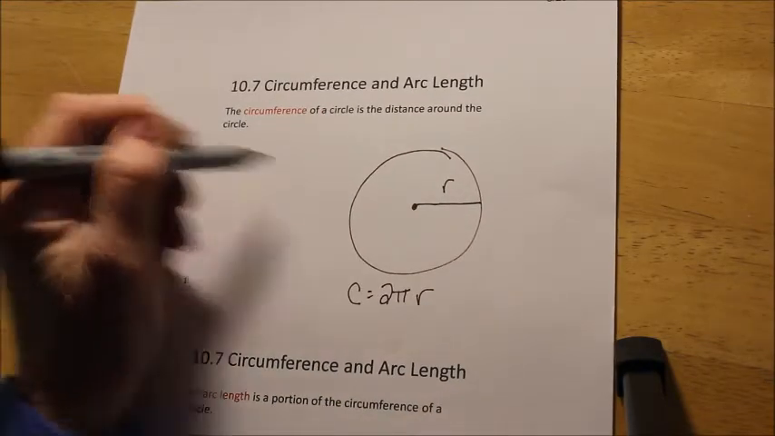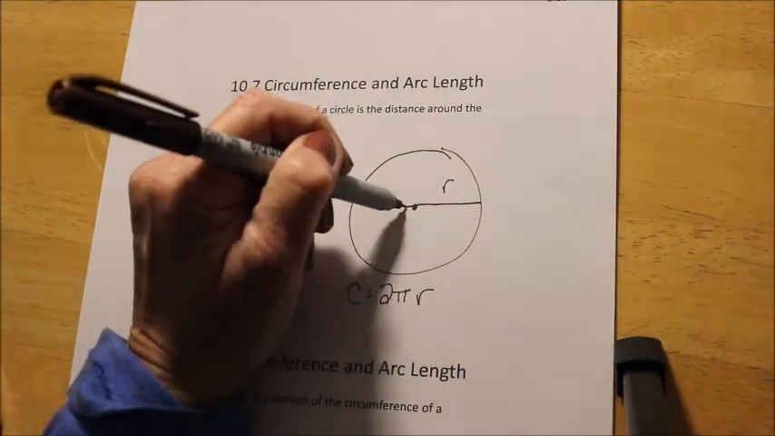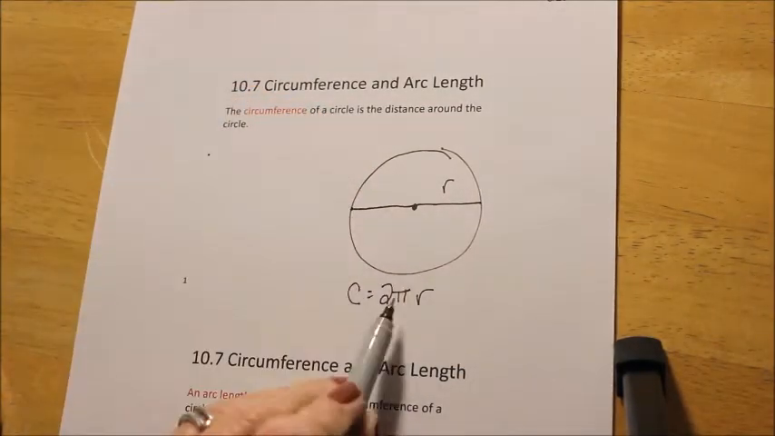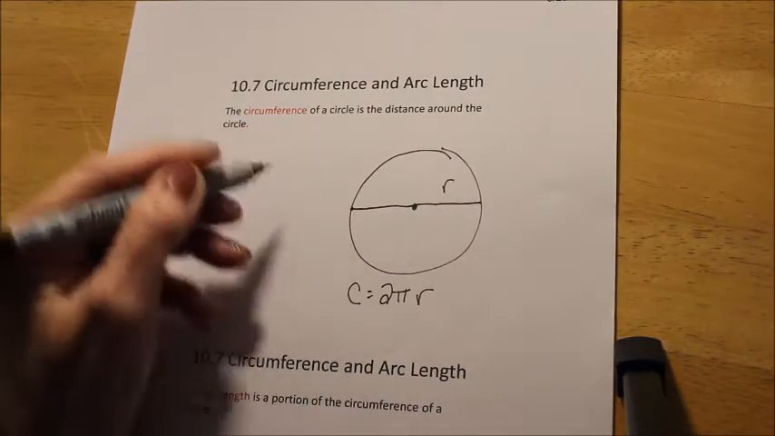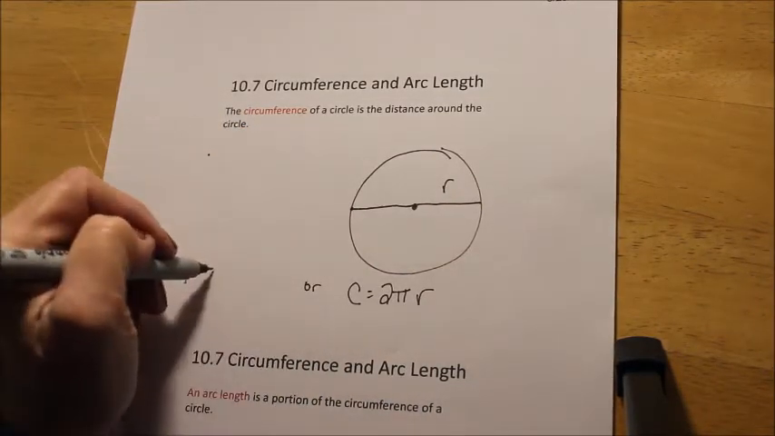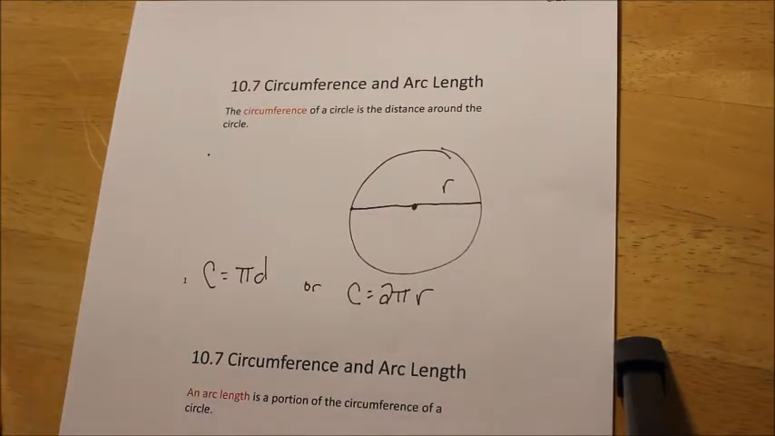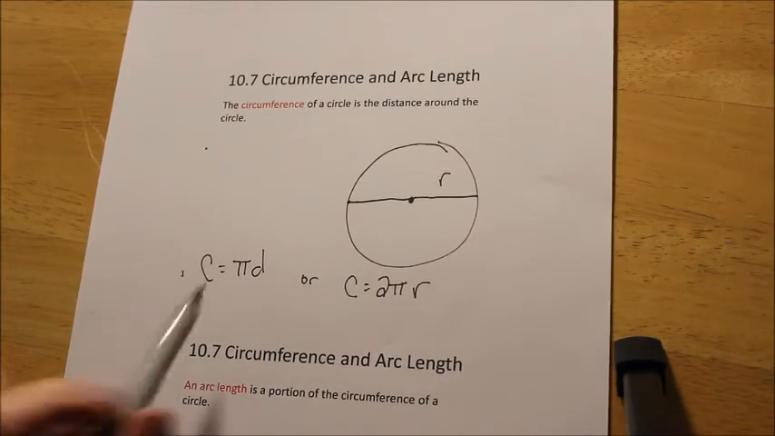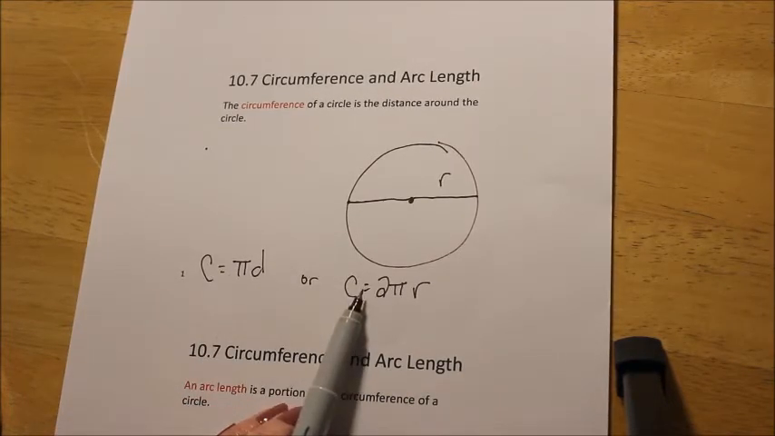You could also think about it if you knew the diameter. So actually I'll just use the same circle. If I were to draw that, well, isn't 2r the same thing as the diameter? So you could also say circumference is equal to pi times diameter. So it just depends on what information you know. Do you know the diameter or do you know the radius? So we're going to do an example of finding the circumference here in a second.